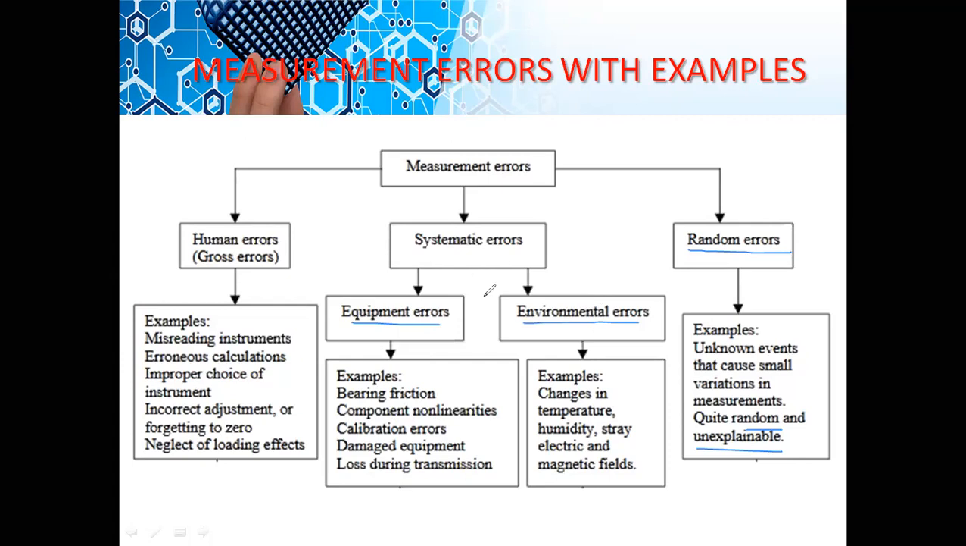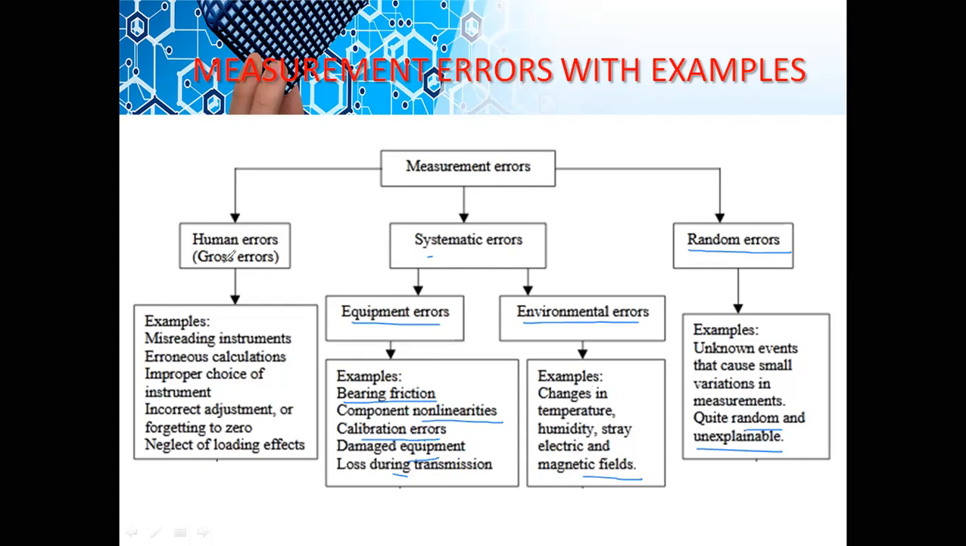So whatever the environmental or equipment, it comes under the systematic error. That means the error in the measuring instrument. Coming to the equipment errors, the examples are bearing friction inside the measuring instrument and non-linearity components, calibration error, damaged equipment in the measuring instrument, and loss due to transmission. Coming to environmental errors, we have these errors because of change in temperatures, humidity, strain, electric and magnetic fields, etc.